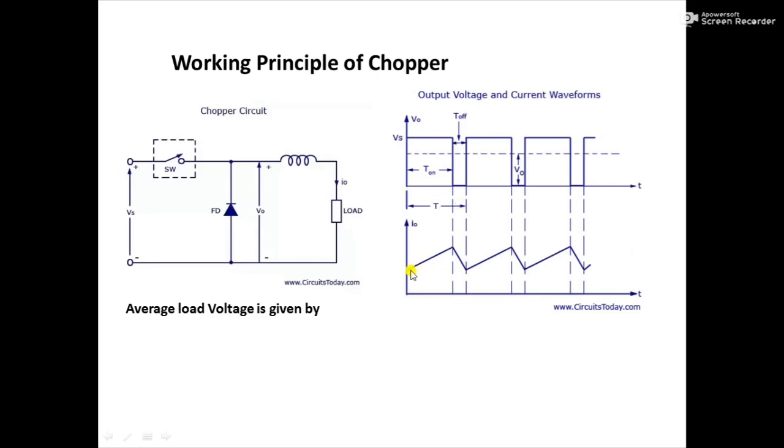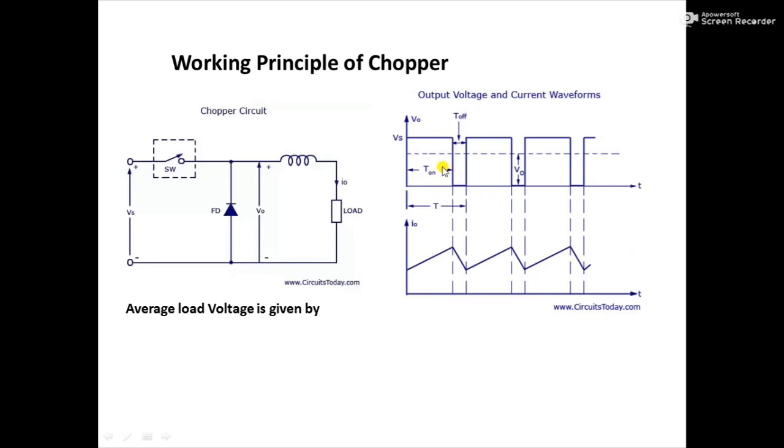So you can see here during T on, when the chopper is on or when the switch is closed, the current is gradually increasing through the load. And when the chopper is off, the current is gradually decreasing through the load. And the same cycle will repeat henceforth. So this is the working principle of chopper.